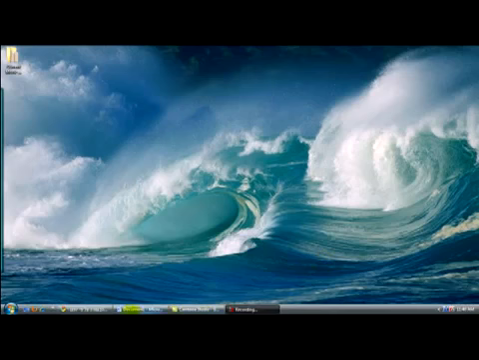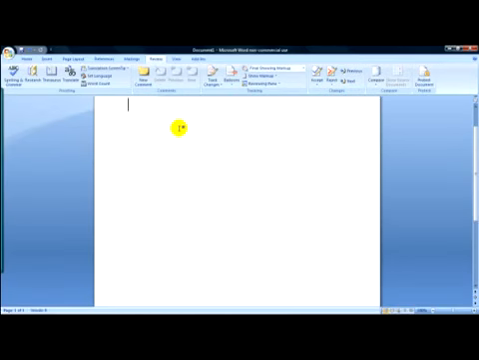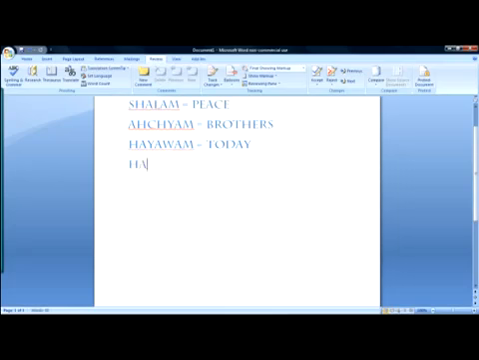Alright, let me pull that up so you brothers can see what I'm talking about. Shalom, what you brothers already know, that means peace. Akim, which is plural for brothers, or should I say plural for brother. Hayawum, which is today, literally breaks down to ha at the beginning of a word is the, and yawum is day.